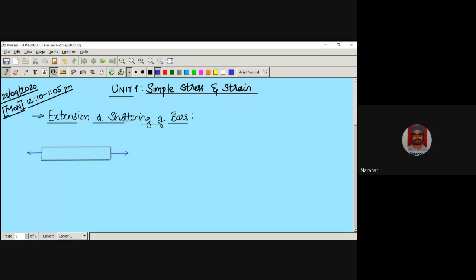A prismatic bar basically means... but one second before I tell what a prismatic bar is, let us say there is a tensile load that is applied like this. A prismatic bar refers to a bar that is of a kind of a prism.